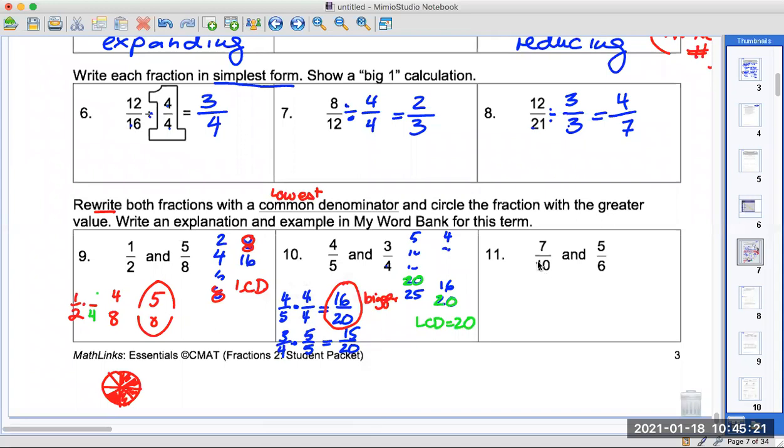Remember, it's all about the denominator. And 10, 20, 30, 40. I'll just stop here. The multiples of 6 are a little harder, but I think that I know my multiplication tables. But if you don't, look it up, print one out. 30. They're the same. The lowest is 30. So it's 30, right? So now we're going to change them.